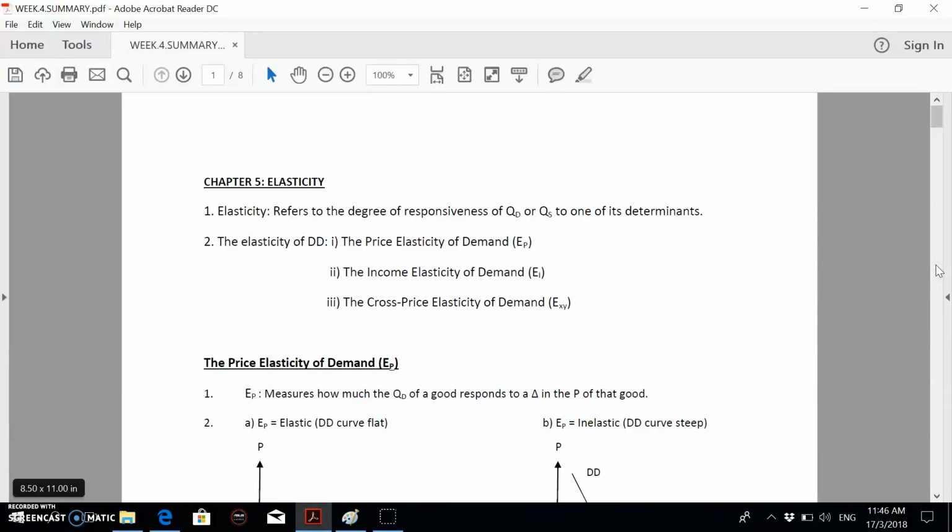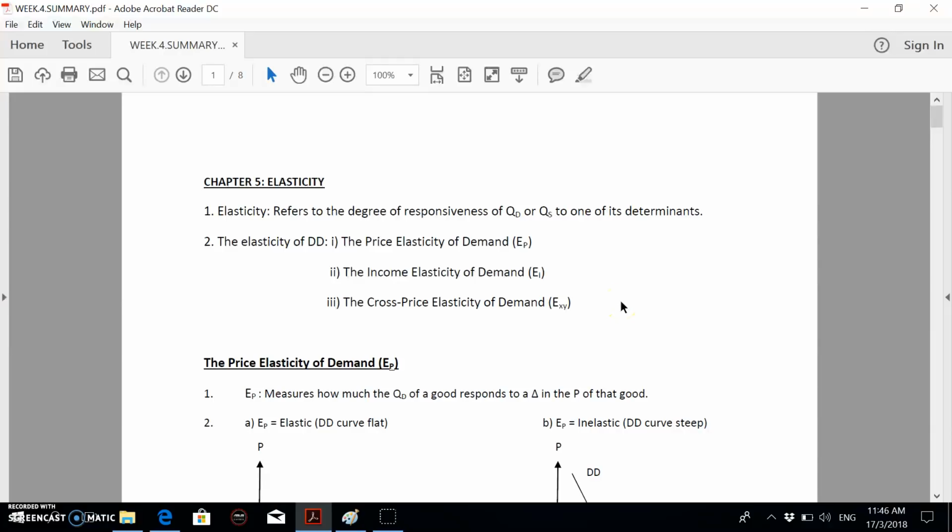So let's move on to the next chapter. As you can see on your screen, this should be chapter number 4, elasticity. So what is elasticity? Elasticity refers to degree of responsiveness. You have to know that.